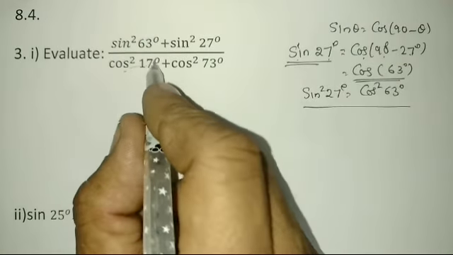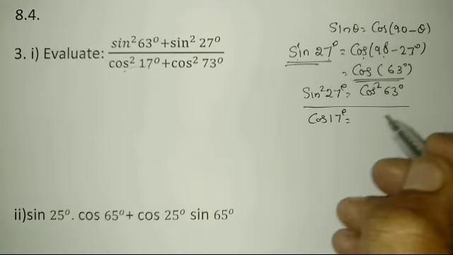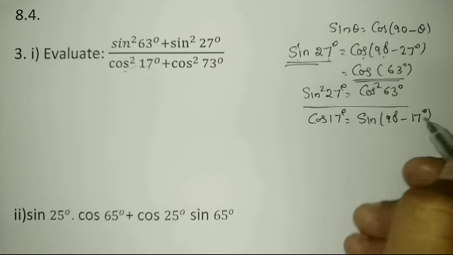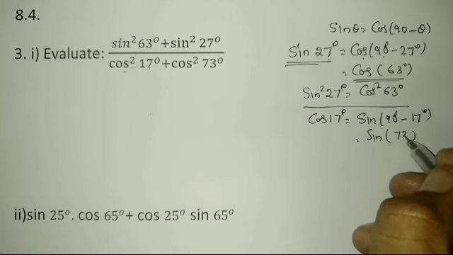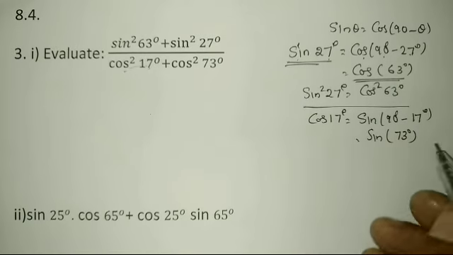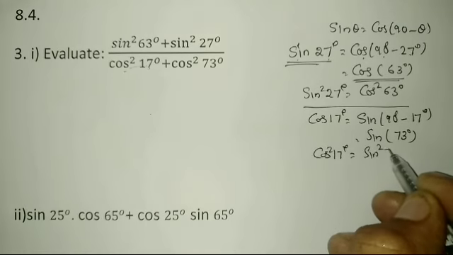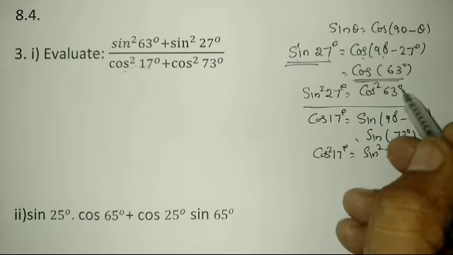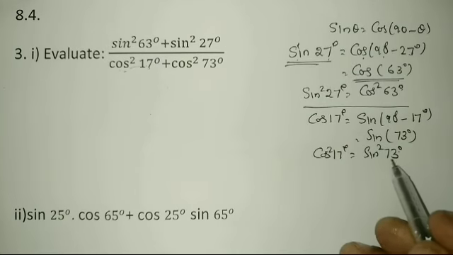And you take cos square 17 degrees. Cos 17 is in the form of cos theta, and we know that cos theta equal to sin 90 minus theta. What is theta here? 17 degrees. That is sin, what is 90 minus 17? 73. So these are the complementary angles. So cos 17 degrees equal to sin 73 degrees. Cos square 17 degrees equal to what? Sin square 73 degrees. So instead of sin square 27 degrees, we write cos square 63 degrees. Instead of cos square 17 degrees, we write sin square 73 degrees.